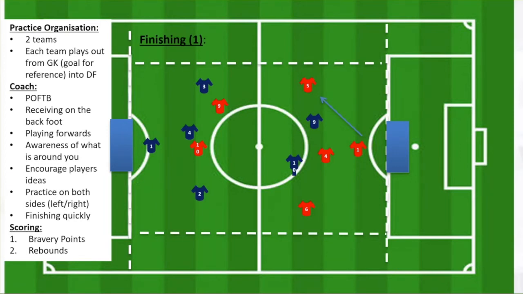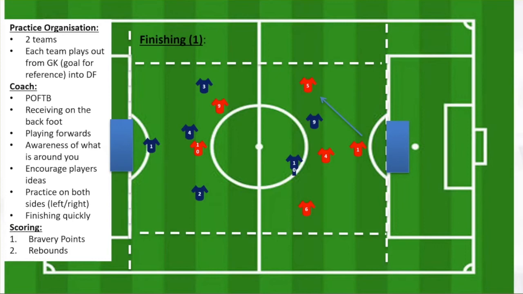Practice is as follows. You've got two teams. They are essentially playing a game. The goals are obviously relatively close together. If we're thinking first team or senior players, you've got two 18-yard boxes. So even the full length of the pitch will still be a shootable distance. So we can get some of those long shots in the practice as well.